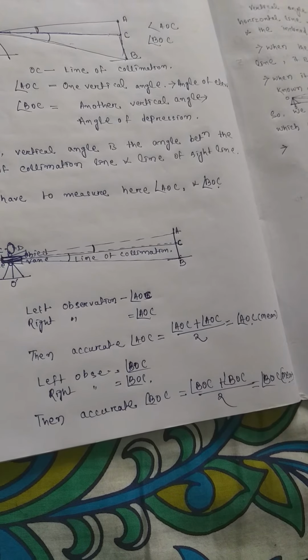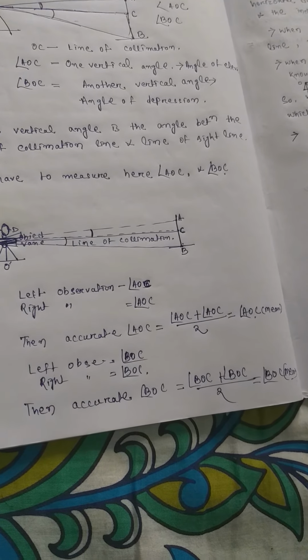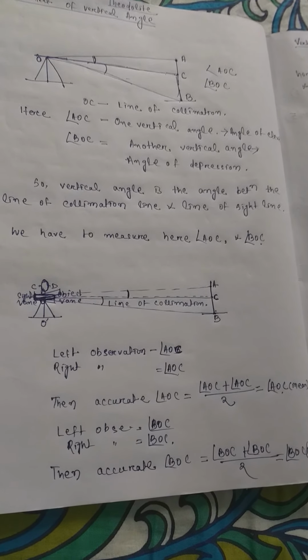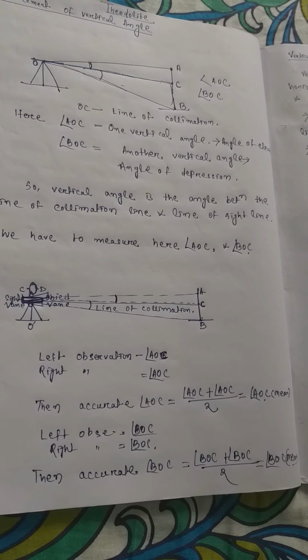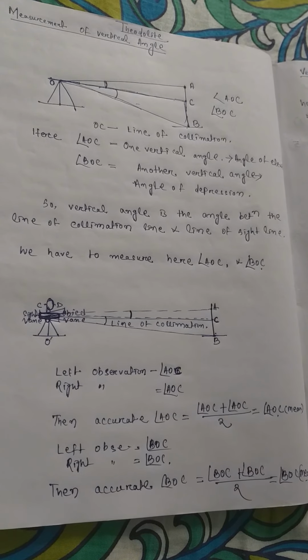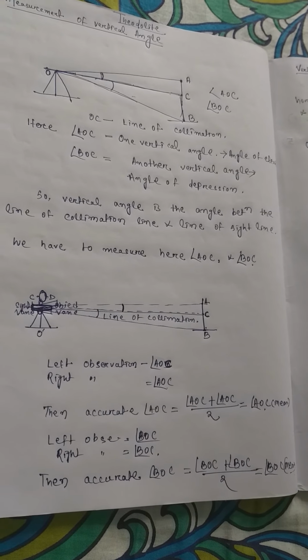Thus we can measure and tabulate the results in a table: left observation AOC, right observation AOC, mean angle AOC, left observation BOC, right observation BOC, and mean angle BOC. Thank you.